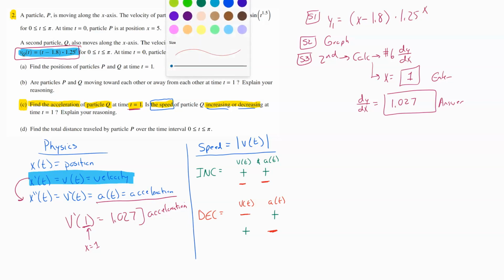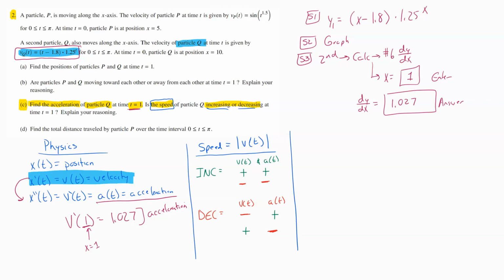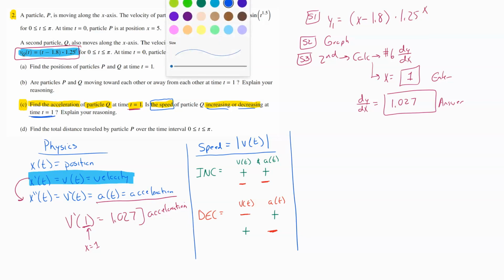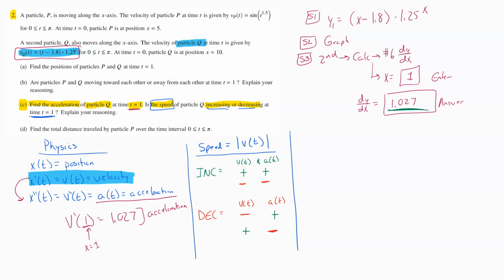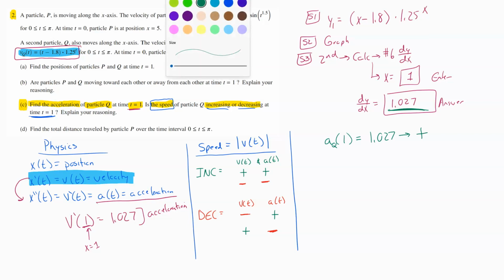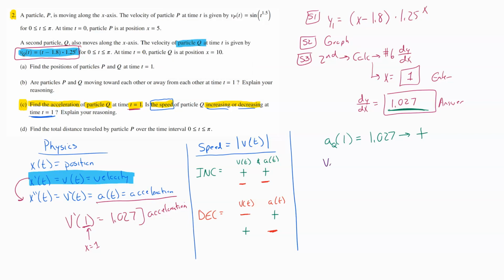This problem here, they want to know what's happening at time t equals 1. Well, we just got our acceleration at t equals 1. That was the first part of this. So we know that our acceleration at 1, our acceleration sub q, if you want to call it that, at 1 is 1.027, and that is positive. Now we just need to figure out what's going on with our velocity. So v sub q of 1.